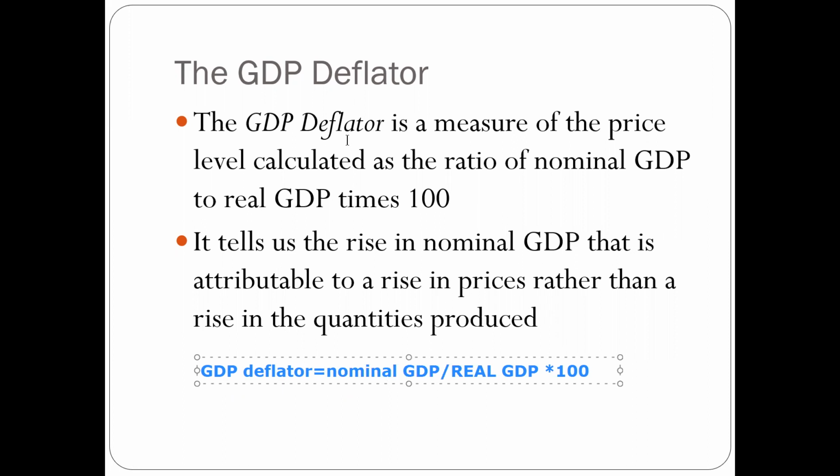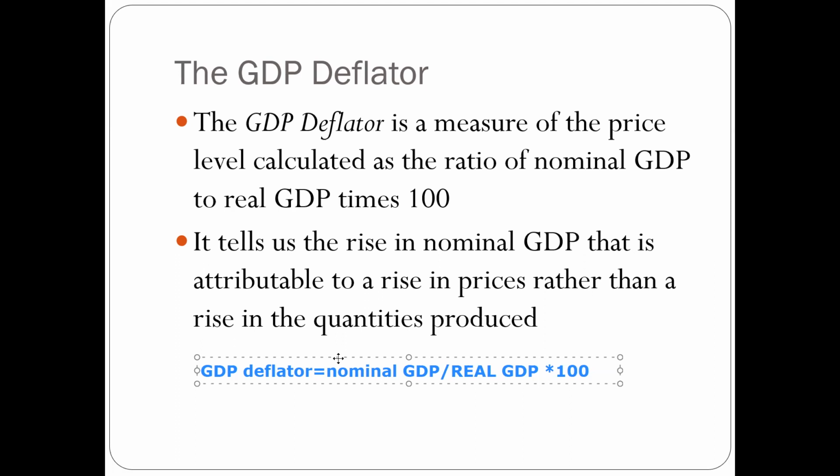The GDP deflator is a measure of the price level calculated as the ratio of nominal GDP to real GDP. So we have a ratio, nominal GDP divided by real GDP multiplied by 100, which equals the GDP deflator. It tells us the rise in nominal GDP that is attributable to a rise in prices rather than a rise in quantities produced. So here I also see what changes happened in prices, because I have nominal GDP and real GDP with the same quantities. I see only the effect of price.